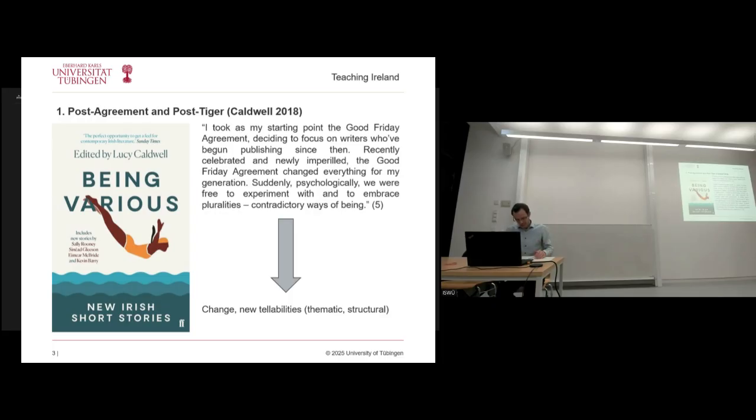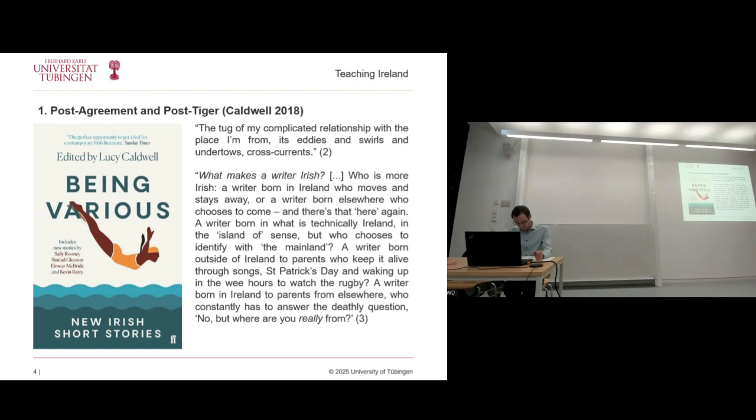So Caldwell was born in Belfast in 1981, and her parents considered emigrating before she was born. Combined with the political and psychological weight of the Troubles, she refers to her identity as the tug of my complicated relationship with the place I'm from. Its eddies and swirls and undertows, cross currents. And then she zooms out and asks more generally, what makes a writer Irish? Who is more Irish? A writer born in Ireland who moves and stays away, or a writer born elsewhere who chooses to come?